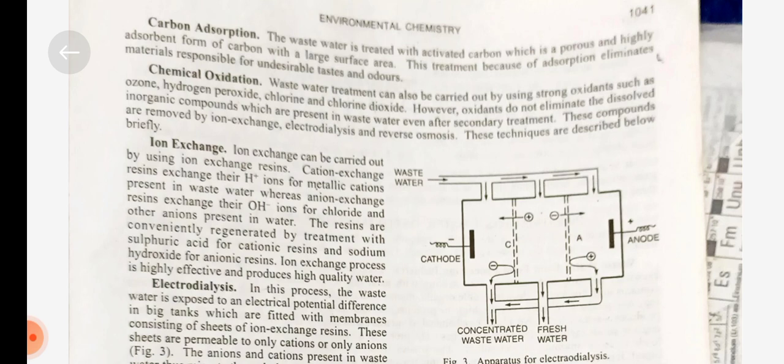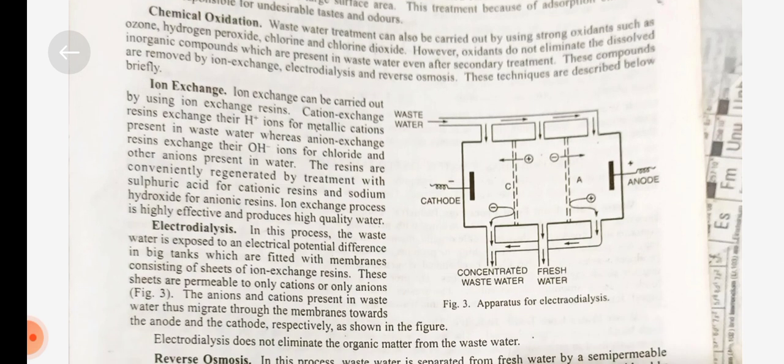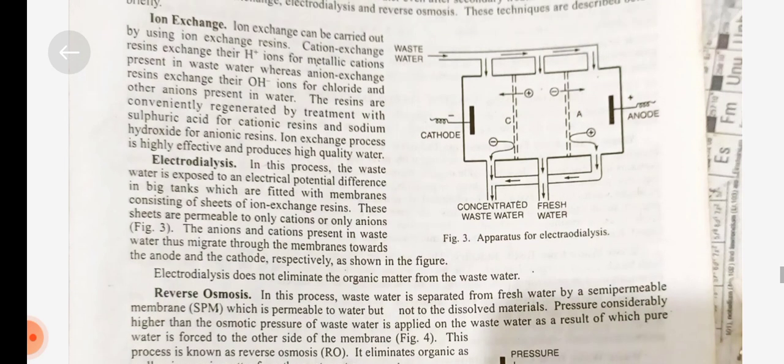Carbon adsorption. The wastewater is treated with activated carbon, which is a porous and highly adsorbent form of carbon with a large surface area. This treatment, because of adsorption, eliminates material responsible for undesirable tastes and odors. Chemical oxidation. Wastewater treatment can also be carried out by strong oxidants such as ozone, hydrogen peroxide, chlorine, and chlorine dioxide. However, oxidants do not eliminate the dissolved inorganic compounds present in wastewater. Even after secondary treatment, these compounds are removed by ion exchange, electrodialysis, and reverse osmosis. These techniques are discussed here also.